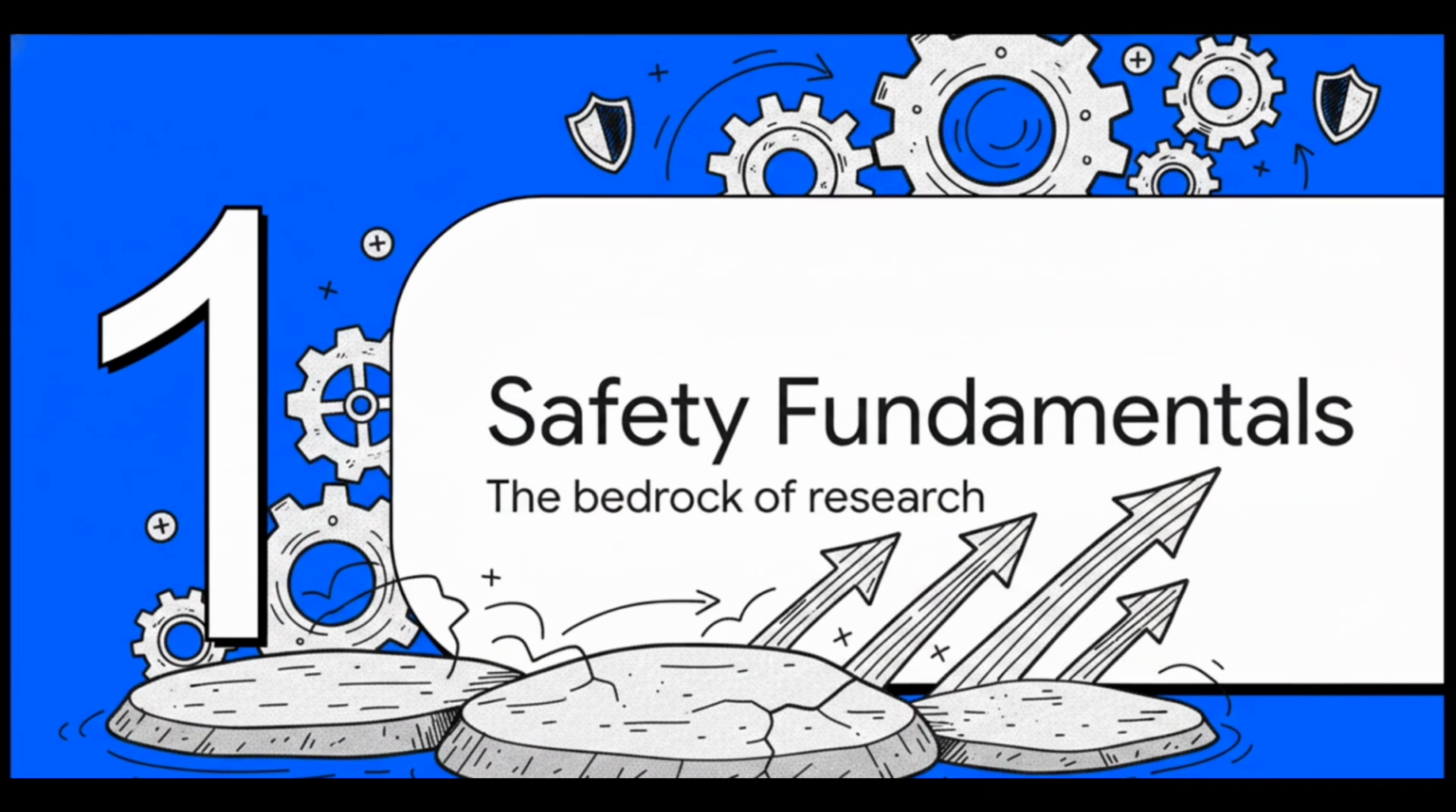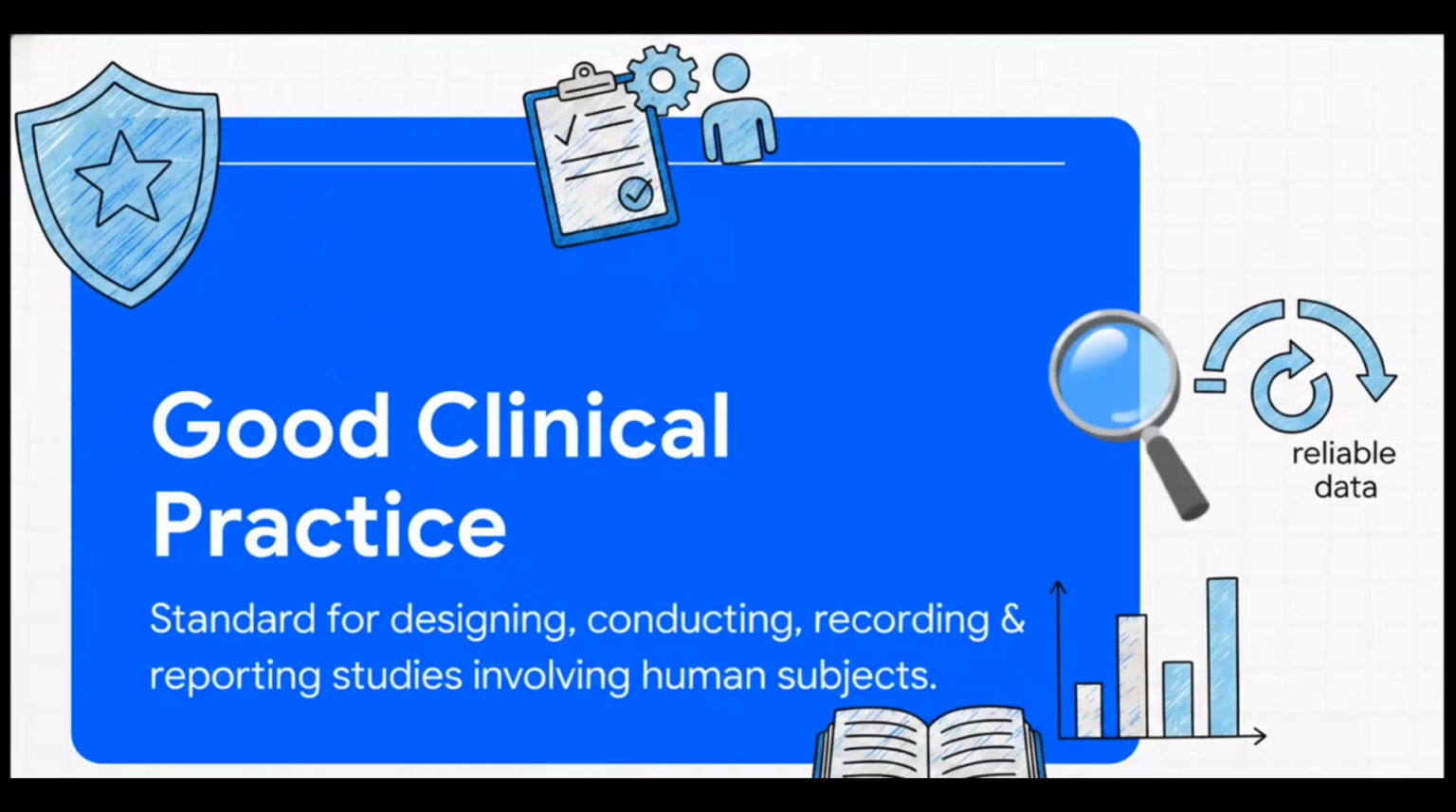All right, let's start right at the top with Section 1, Clinical Trial Safety Fundamentals. This is the absolute bedrock. Okay, so if an interviewer ever asks you about the overarching standard of our field, you point them straight to Good Clinical Practice, or GCP. GCP is basically the ultimate rulebook for designing, conducting, recording, and reporting any study involving human subjects. Every single step of the trial data has to follow this standard. Honestly, if you don't have GCP, you don't have safety, and, well, you definitely don't have reliable data. Keep this term front and center in your mind.